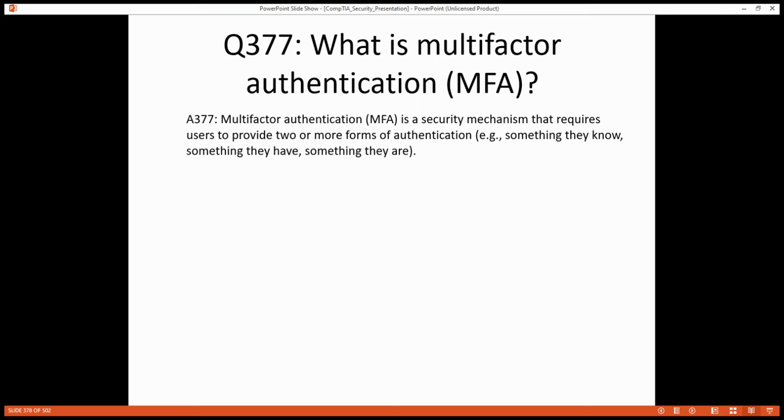Q377. What is multi-factor authentication, MFA? A377. Multi-factor authentication, MFA, is a security mechanism that requires users to provide two or more forms of authentication, e.g., something they know, something they have, something they are.